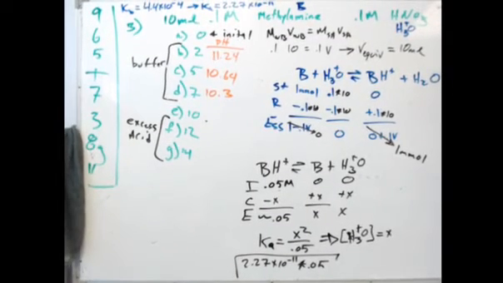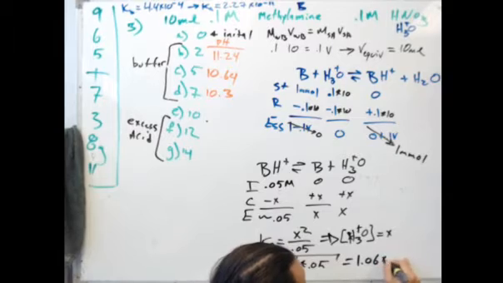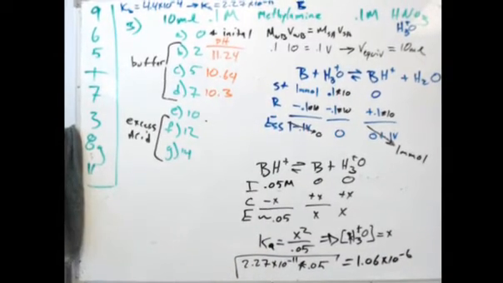I don't think I can do that in my head. 1 times 10 to the minus 12. 1 times 10 to the minus 6? Yeah, 1.6 times 10 to the minus 6. Take the negative log, get a pH of about 6, 5.9.